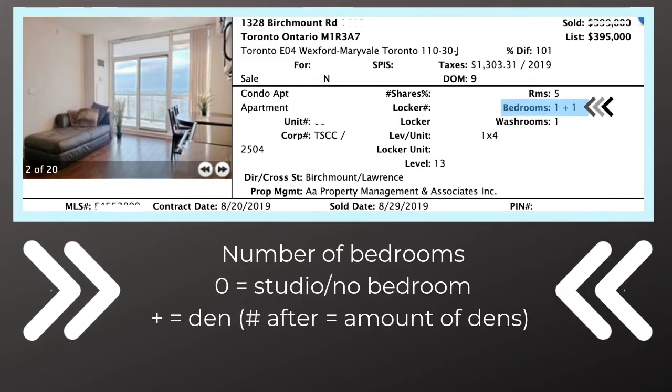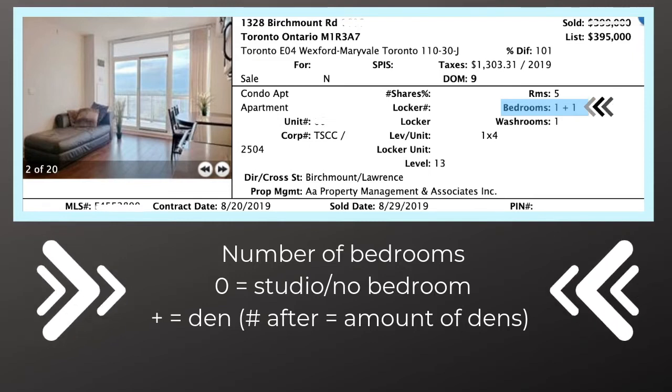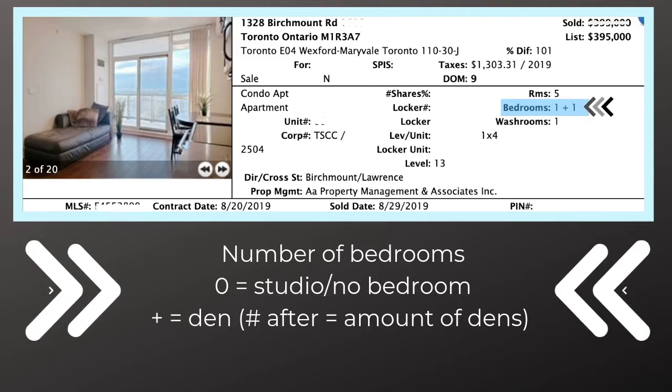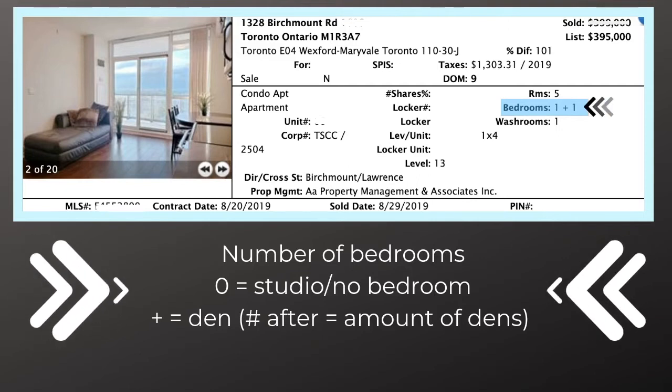The next one indicates how many bedrooms. So if it says 0, it's a studio / no bedroom. If it has like 1 plus 1, that plus 1 would equal the den.